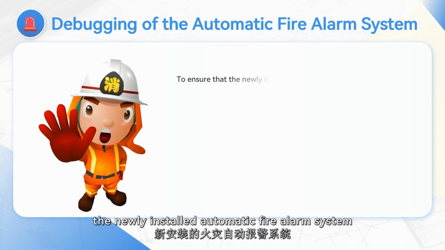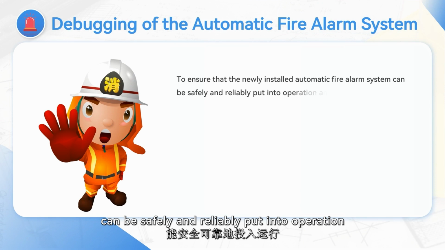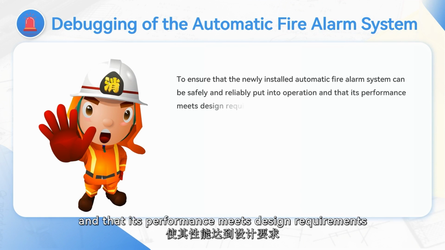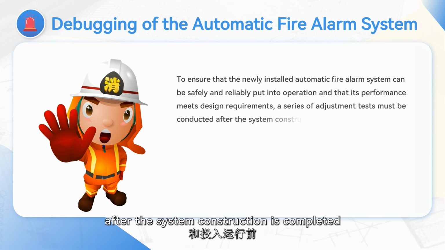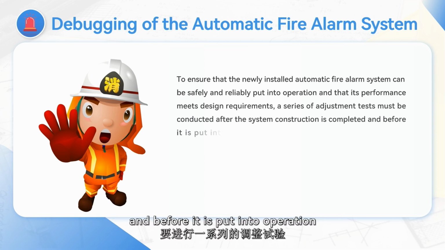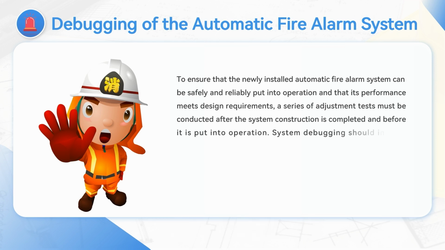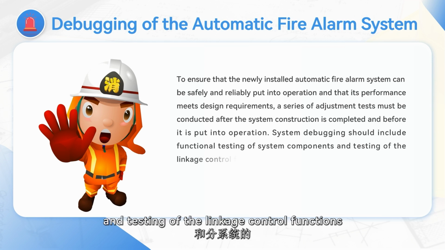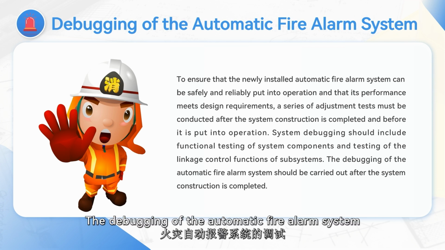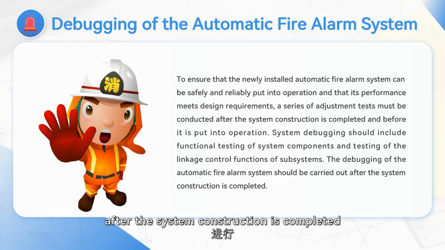To ensure that the newly installed automatic fire alarm system can be safely and reliably put into operation and that its performance meets design requirements, a series of adjustment tests must be conducted after the system construction is completed and before it is put into operation. System debugging should include functional testing of system components and testing of the linkage control functions of subsystems. The debugging of the automatic fire alarm system should be carried out after the system construction is completed.